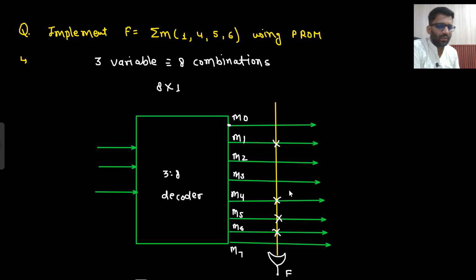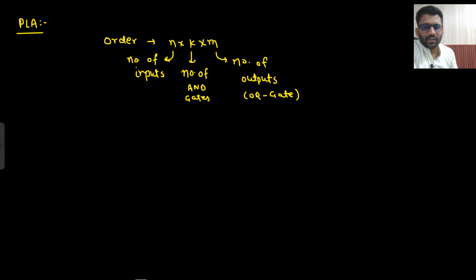They can either ask the decoder size, or they can ask the total size, or they can ask how many AND gates you will use, how many OR gates you will use. These kinds of questions they can ask, or directly they will make the design and ask what your final output F is. Okay, PLA, this is more interesting. Same kind of things are there: number of inputs, number of AND gates, number of OR gates, or number of outputs.